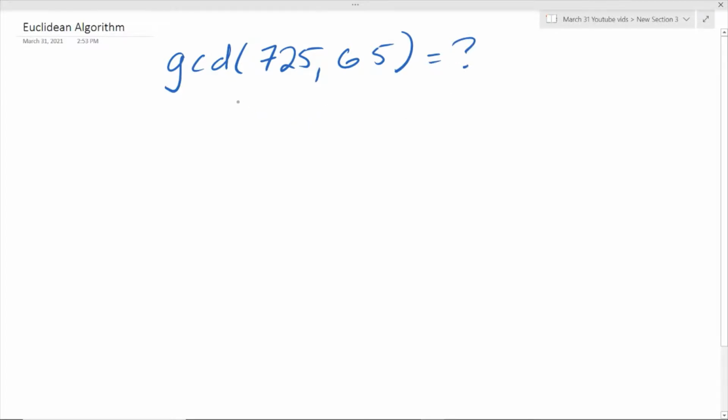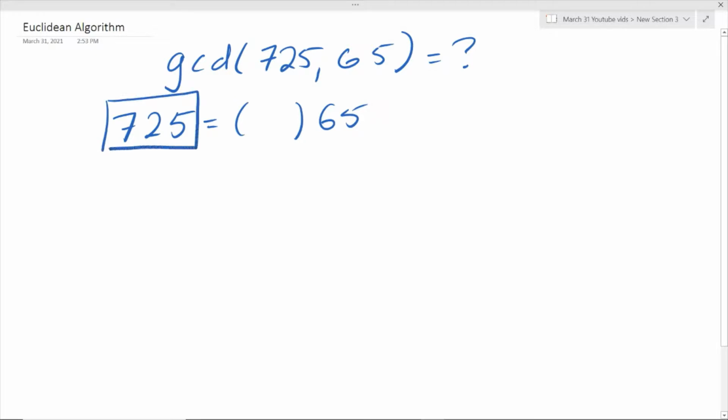Okay, so for this part, first we have to write the bigger number first. Always bigger number comes first. Then we write a bracket, and then we write 65, which is the smaller number. Put these in boxes to recognize that these are the two numbers. And then we have to add some sort of number. Since they're bigger numbers, I would recommend just dividing it right away. So 725 divided by 65.